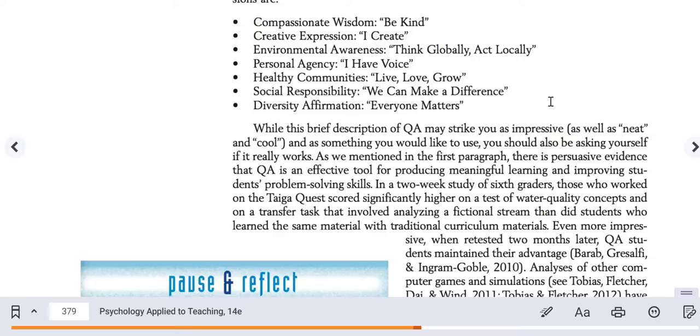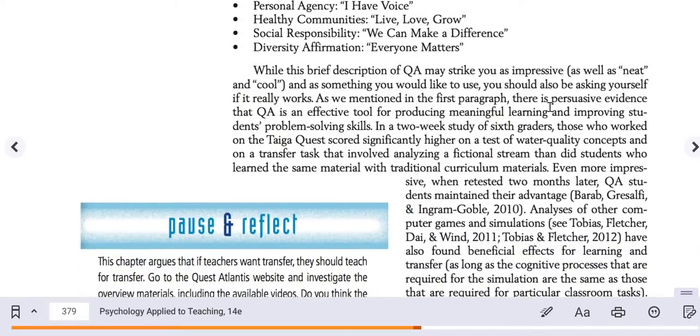In a 2-week study of 6th graders, those who worked on the Psych10g quest scored significantly higher on a test of water quality concepts and on a transfer task that involved analyzing a fictional stream than did students who learned the same material with traditional curriculum materials. Even more impressive, when retested 2 months later, QA students maintained their advantage.